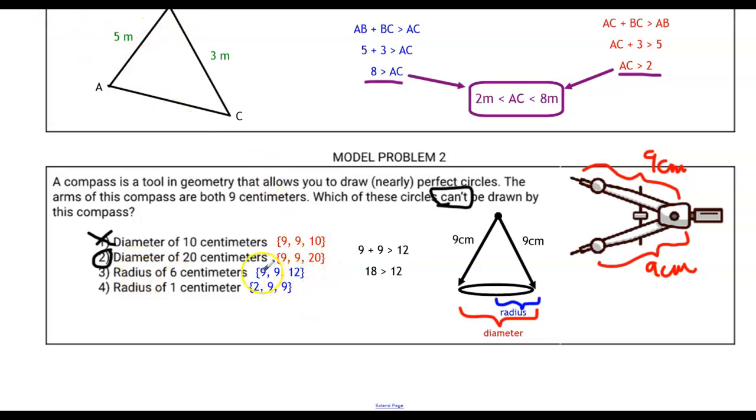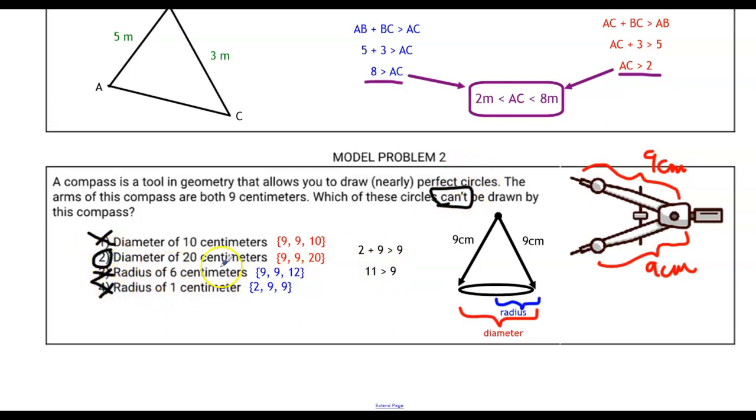Trying out the third set, 9, 9, and 12. I know 9 plus 9 is 18, and 18 is greater than 12, so this one does work. Just making sure that all the other ones are copacetic here. And then last but not least, we have to check 2 and 9. 2 plus 9 is 11. And that third side, which is also 9, is smaller than 11. So this one works as well. So that is not the one that can't be drawn.